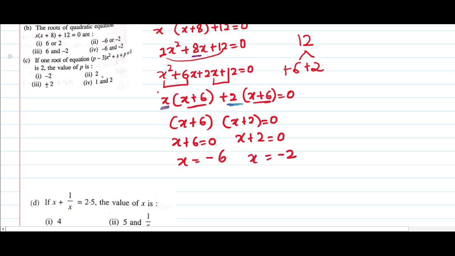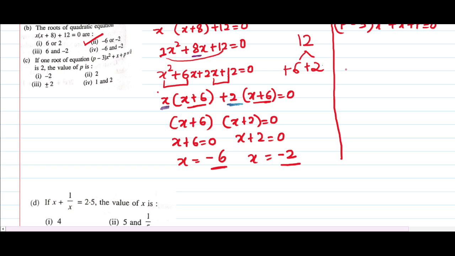So option 2 is correct, that is minus 6 or minus 2. We will get x as minus 6 and x as minus 2. Next one: if one root of the equation (p minus 3) into x square plus x plus p is equal to 0 is 2, we have to find the value of p.